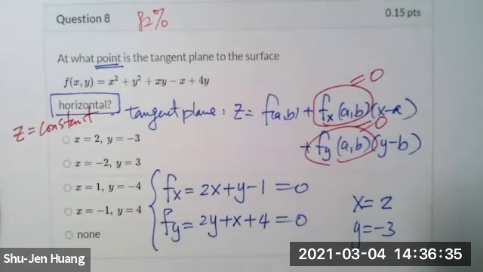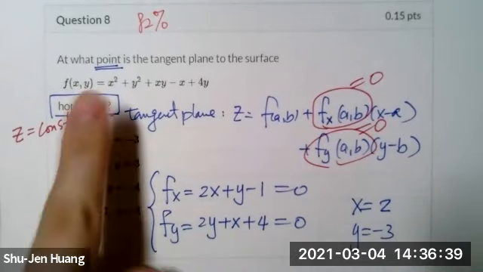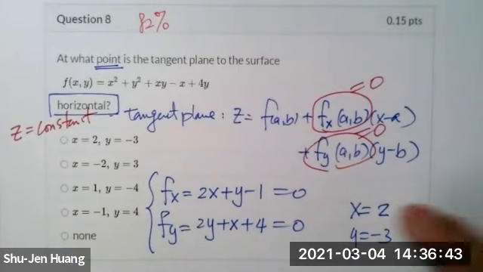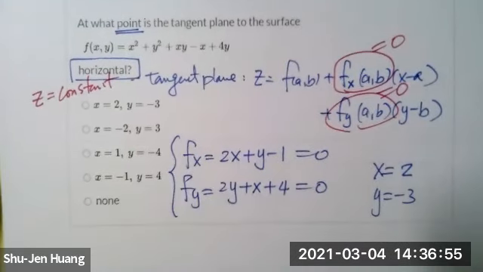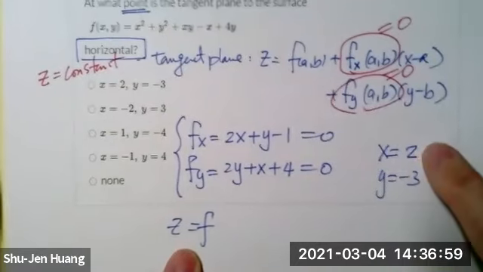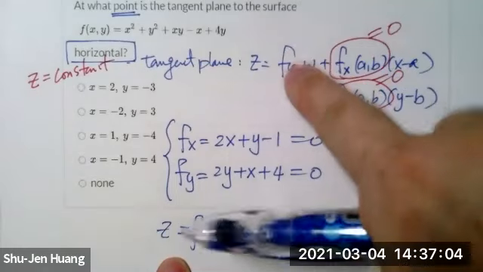Okay. And can we word this type of question differently? Yes. For this question, it asks us for the point, where the point is just the x and y value. I can also ask you, what's the horizontal plane equation? Can you tell me what's the horizontal plane equation? Z equals some number. Yeah, so you found x equal 2, y equal minus 3. So you just plug in, right?